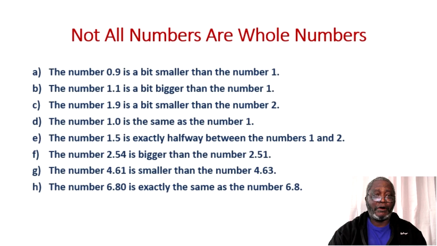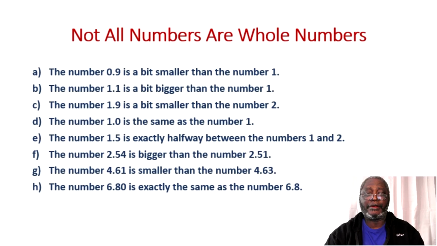From A to H now, the number 0.9 is a bit smaller than number 1. The number 1.1 is a bit bigger than the number 1. The number 1.9 is a bit smaller than the number 2. The number 1.0 is the same as the number 1. This tells you that all whole numbers have got decimal point 0.